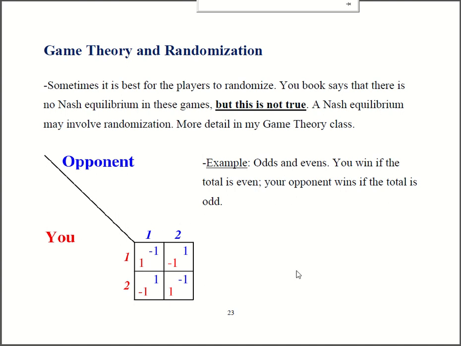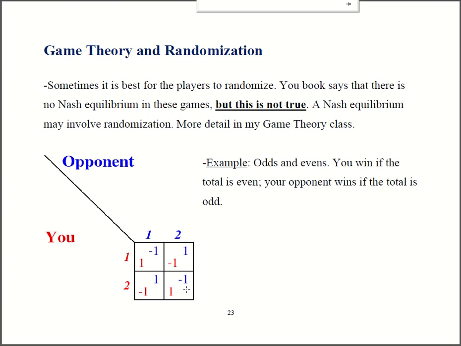If the total number of fingers is even, you win. So if you're both showing one, that means you have two fingers shown in total. If you're evens, then you win because you have a payoff of +1. Your opponent loses, they get a payoff of -1. Similarly, 2 + 2 is 4, which is also even. In that case, you win. You get a payoff of +1.